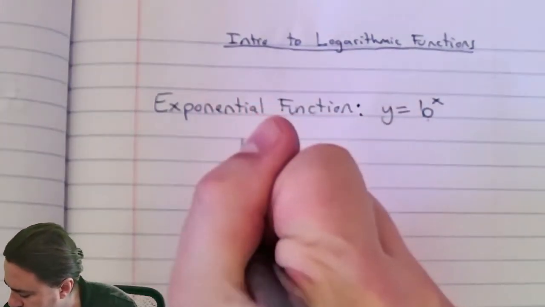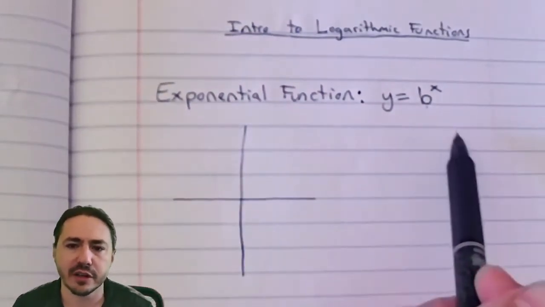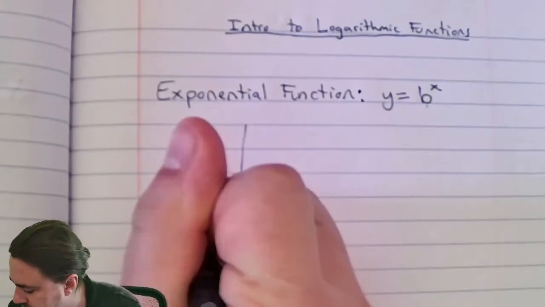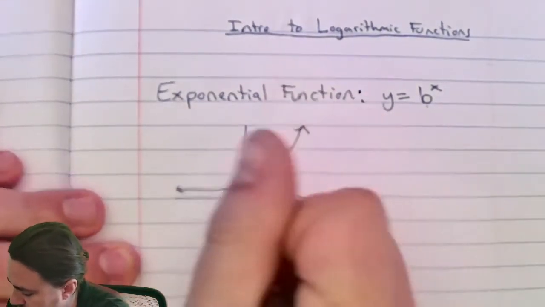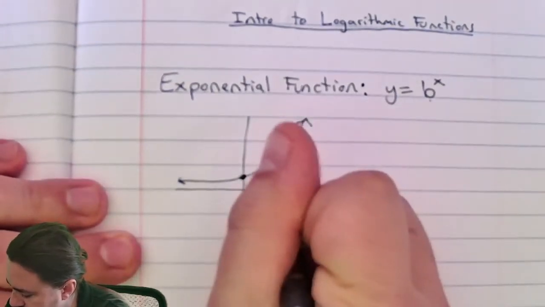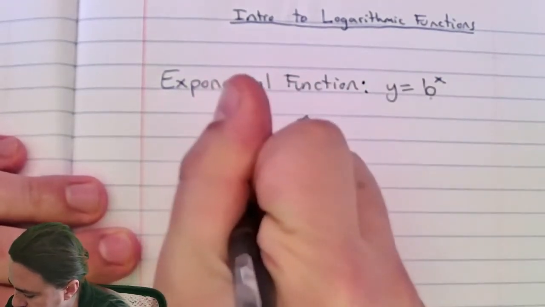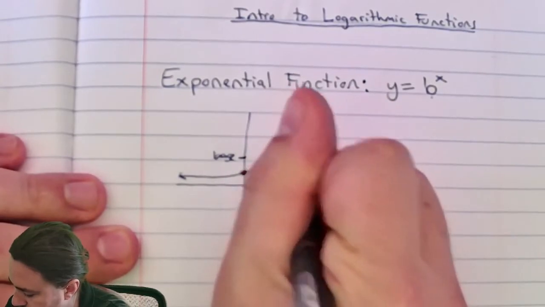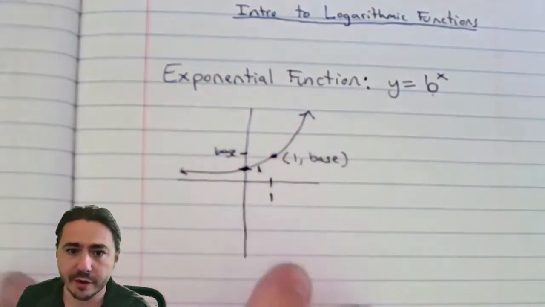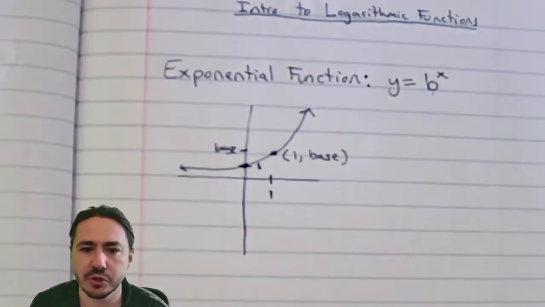Just to remind you what the graph of an exponential function looks like. In general, if we assume that this number is bigger than 1, so like 2 or 3 or 4, the graph will typically look like this, where your y-intercept is at (0, 1), and then you have this other point, (1, b), which is 1 and the base. You can graph any other function that's set up like this just using those two coordinates.